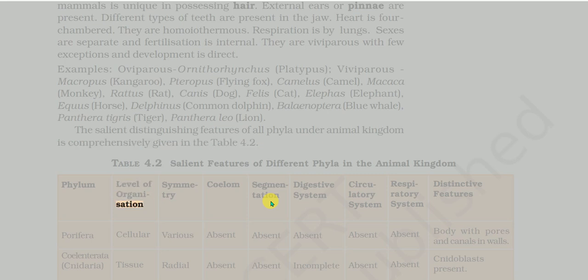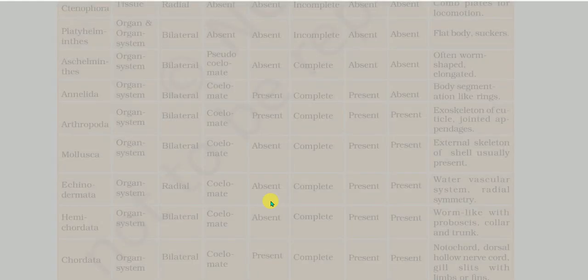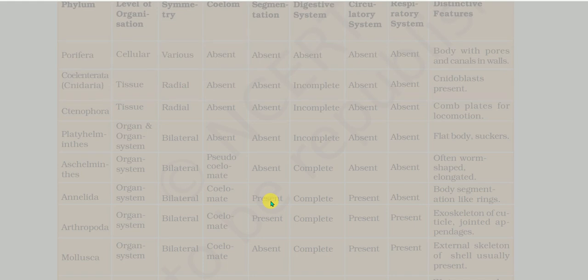Level of organization: cellular, tissue, organ, organ system. Symmetry: various, radial, bilateral.